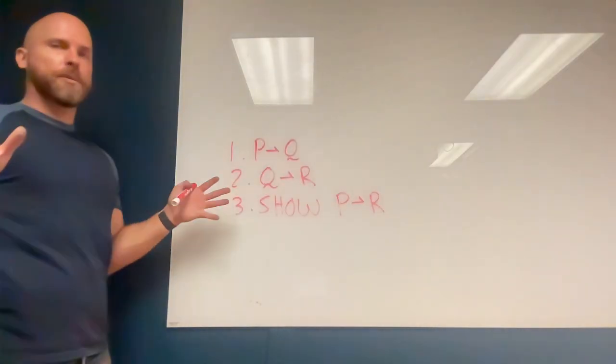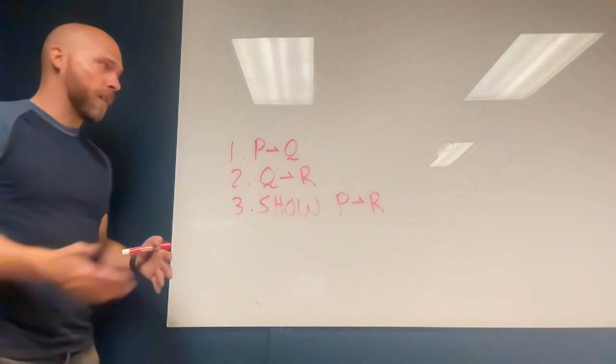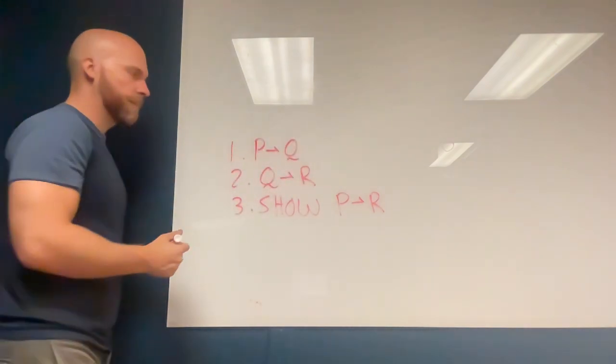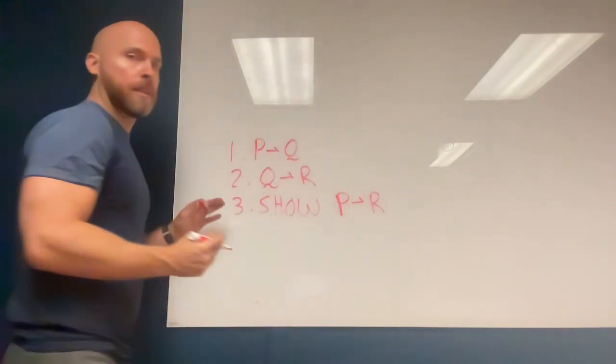Now, ultimately though, it follows, right? It seems like it should follow. If P, then Q. And if Q, then R, then if P, then R. Facts. But how do we show that?